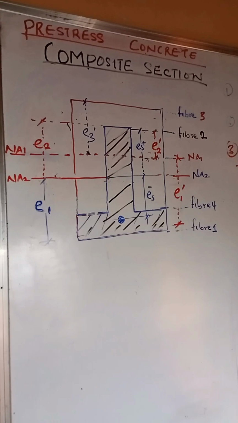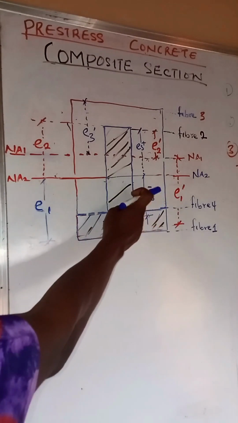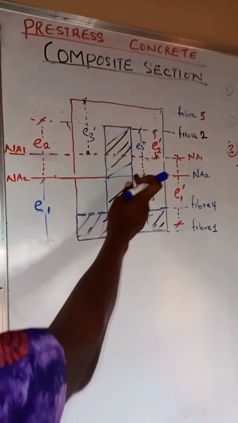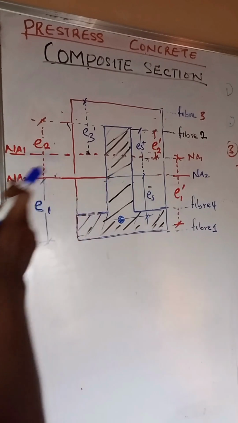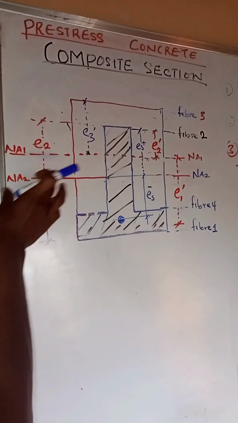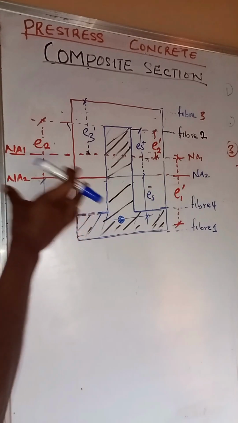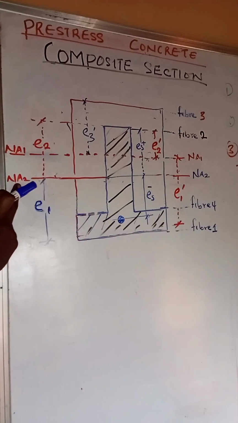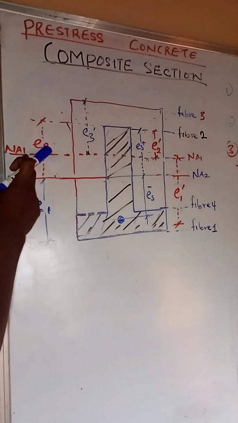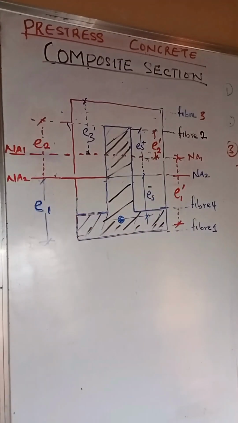Now let's take a close look at the board. We are going to see the eccentricity. We have the negative eccentricity above the neutral axis of the entire composite section. Now, taking a close look, you are going to discover that we have two neutral axes. We have neutral axis 1 and neutral axis 2. Neutral axis 1 is the neutral axis of the entire composite section, while neutral axis 2 is the neutral axis of the precast section.